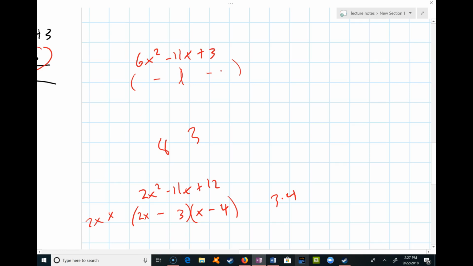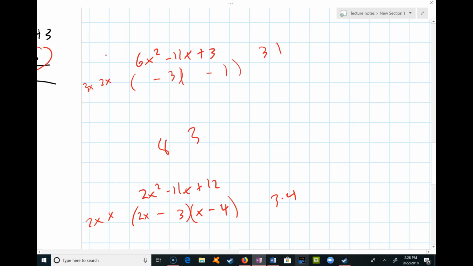And then we know that this is going to be 6x and x, or 3x and 2x. And over here, I have just 3 and 1 are the only options. Okay, so let's just put 3 and 1 in, because it has to be 3 and 1. And then we're going to look for a sum of 11, because the signs are the same. Okay? So 3 times 1 is 3, and 1 times 6 is 6. 6 with 3 is 9. That's not going to work, so I can get rid of that one.